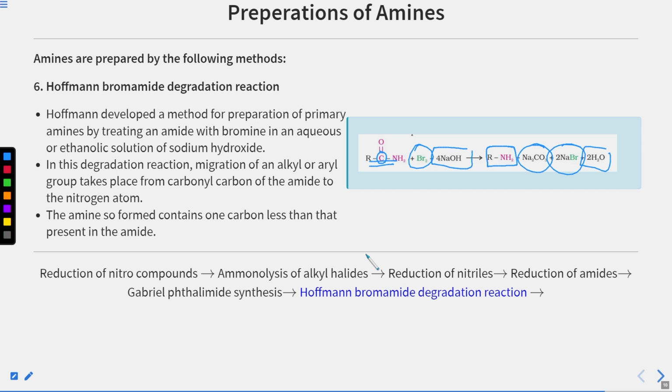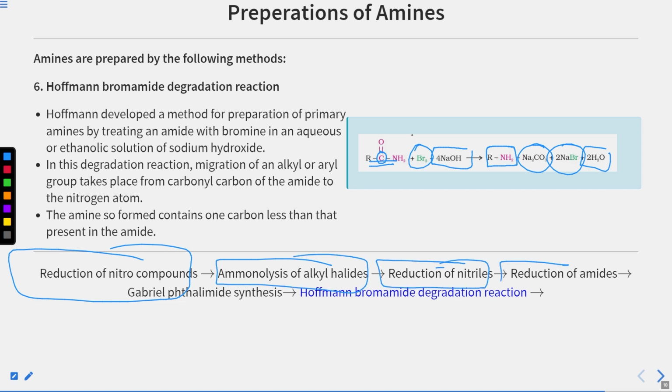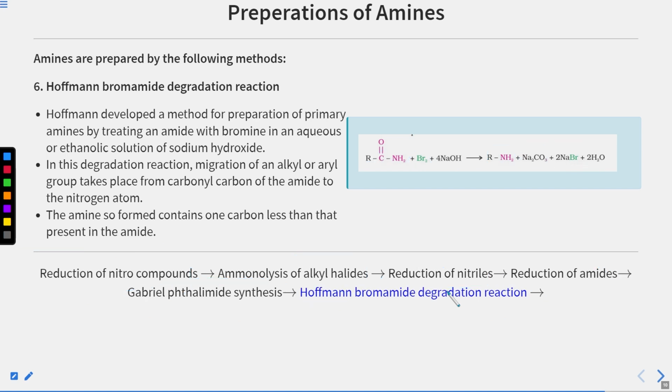So in today's class, we have seen various methods that can be used for the preparation of amines, starting from the reduction of nitro group, ammonolysis of alkyl halides, then reduction of nitriles, reduction of amides, and Gabriel phthalimide and Hoffmann degradation. Now, if I talk about each reaction, then I would say that primary amine can only be produced using nitrile reduction and the Gabriel phthalimide process. And second, Hoffmann bromamide degradation results in an amine that has one carbon less than the initial amide. So this is the preparation method.